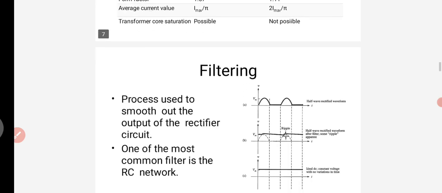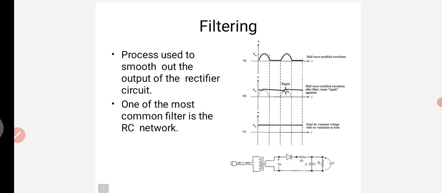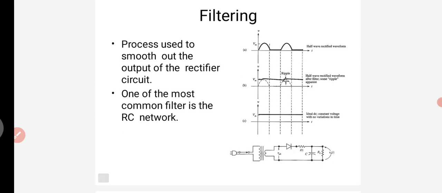So next, go for the filtering. The filtering process is to smooth out the output of the rectifier circuit. In case of rectifier, you get the output as pulsating DC, that is not exactly the DC output. So to get the complete DC output, we are using filtering. That means it smooths out the output of the rectifier circuit. One of the most common filtering circuits is the RC network.